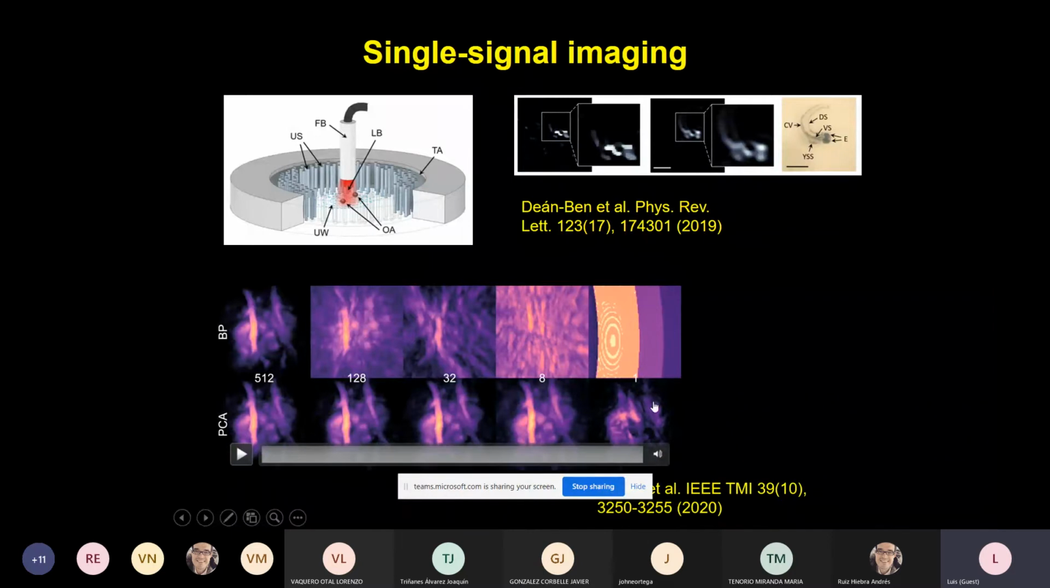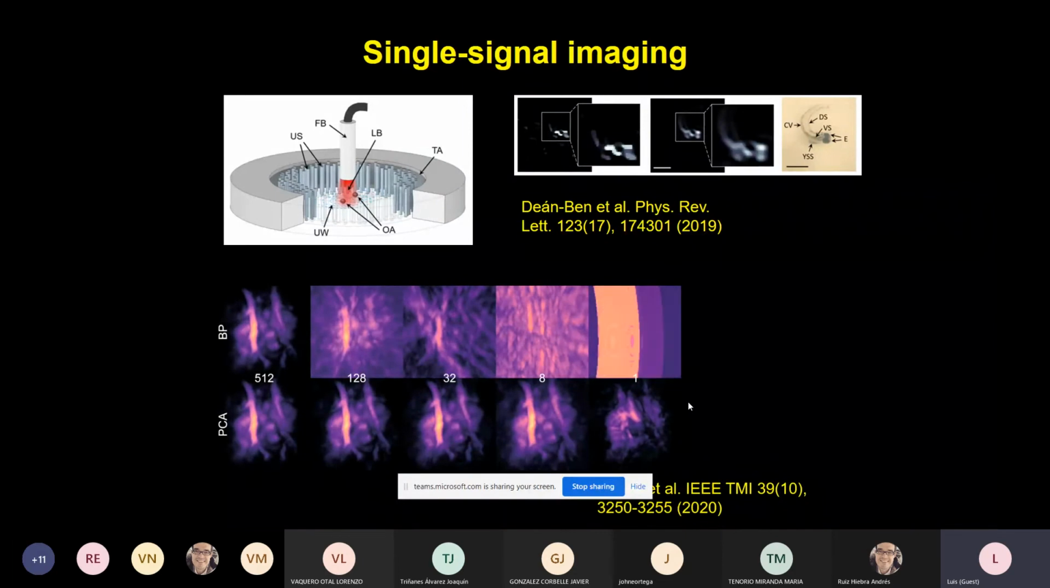So here in the right part, you see this is only one signal, and we even see something with one signal. I mean, of course not perfect, but we kind of still recover the heart. But again, this is also very tricky because it's a very periodic motion, and it's also not a general case, but still it's very promising that we can do imaging with only one signal.